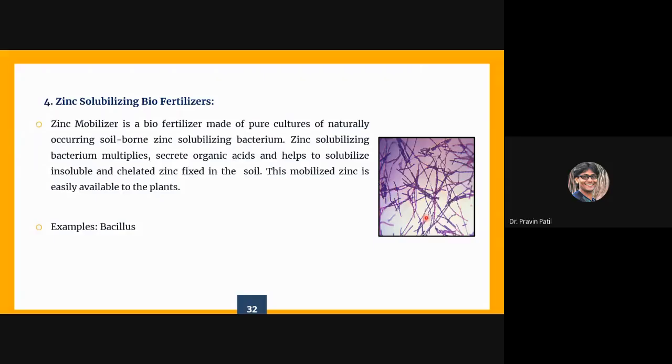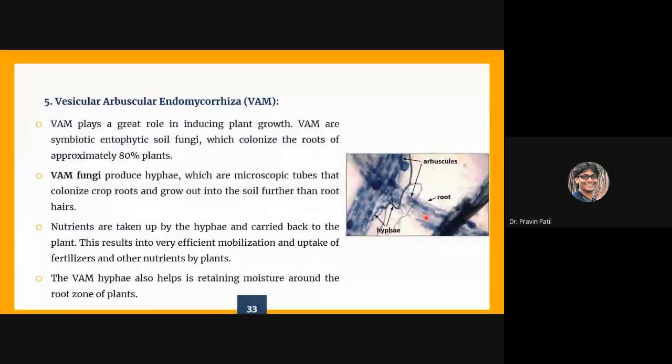So this zinc, which is mobilized by this particular species, can again be taken up by the plant. Then there is another type, vesicular arbuscular endomycorrhiza, which is commonly known as VAM. This is highly common. 80% of the plants on this planet have chances to have this on their roots. So this is highly common.